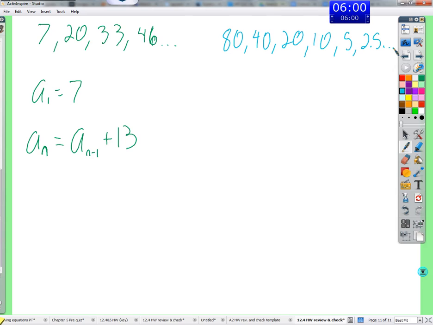But if I gave you a sub 1, the rest of the sequence would still be right. You just wouldn't have a, they'd be out of place. They'd be out of phase. Yeah, they'd be in the right position.